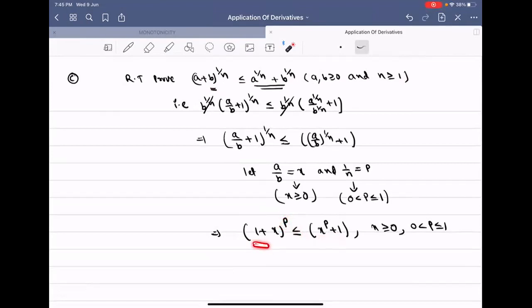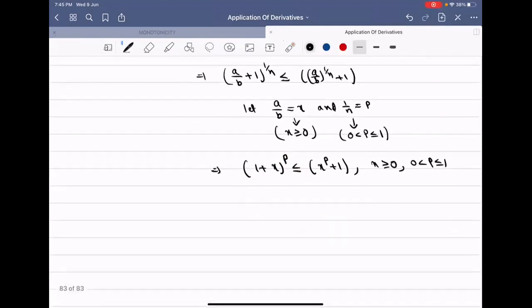So to prove the inequality, to prove f(x) is less than or equal to g(x), we will consider h(x) equal to the function f(x) minus g(x), then we will use differentiation.